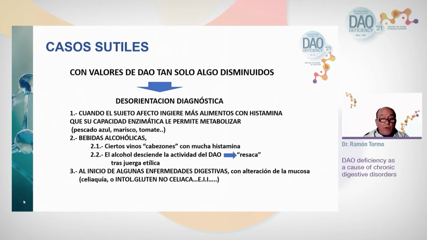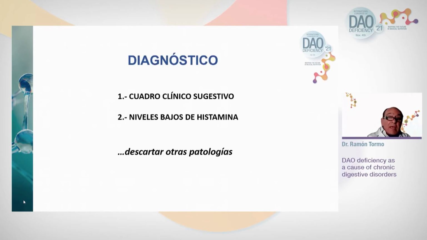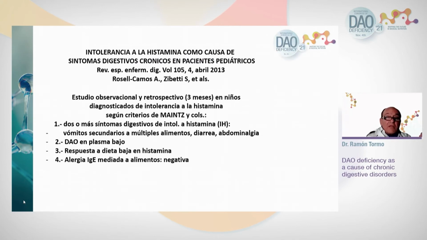Also, alcohol has a lot of histamine, although in Spain we have more and more wines with low histamine. But we have wine with a lot of histamine as well, and alcohol can reduce the activity of DAO. So that means we have all experienced this hangover sometimes after having drunk a little bit too much. Also, the beginning of some digestive diseases with alteration of the mucosa, like celiac disease, gluten intolerance, etc., could be symptomatology due to DAO deficiency. Diagnosis could be a suggestive clinical pattern of DAO deficiency, low levels of DAO, and also discarding all other pathologies.